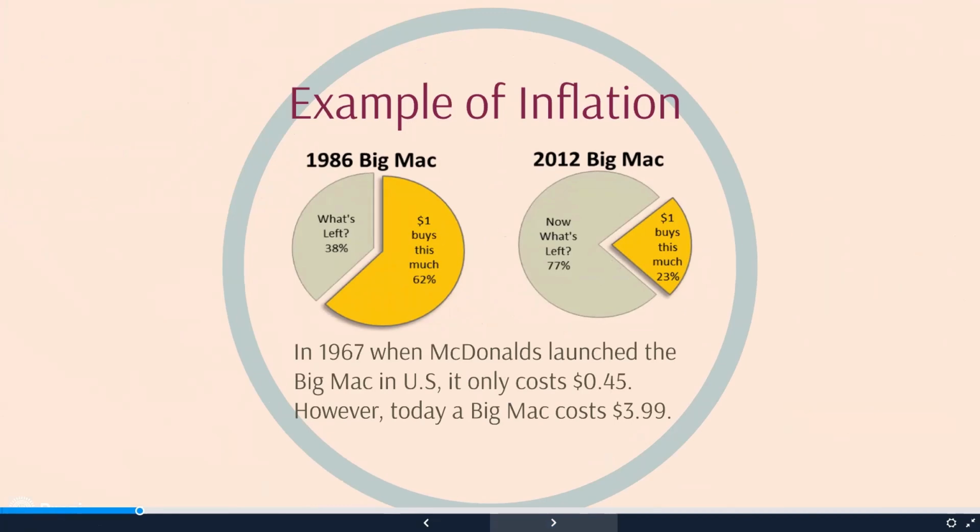So actually more than that here. In 1967, when McDonald's launched the Big Mac in the US, it only cost $0.45. However, today a Big Mac costs $3.99. Now it's more than $5.